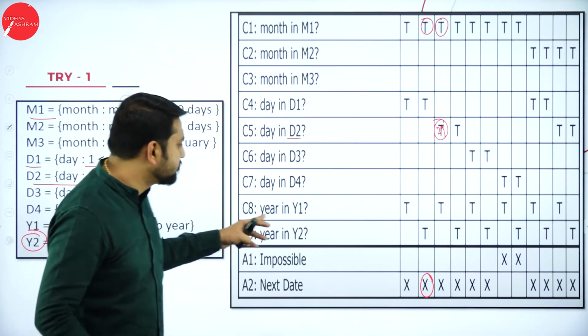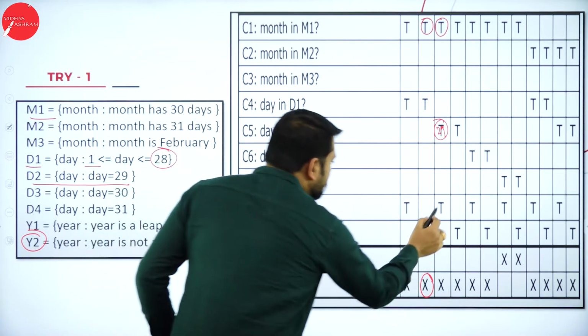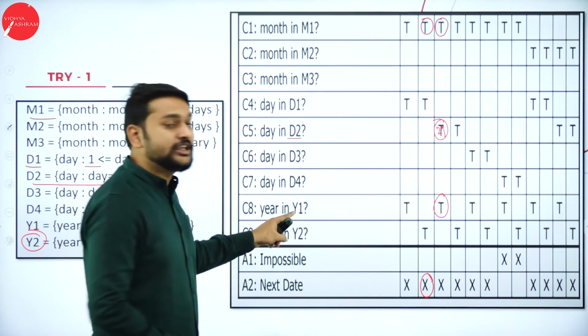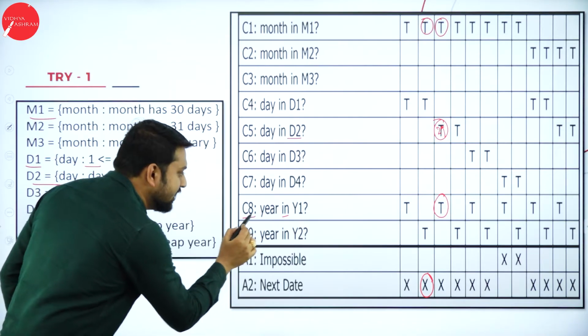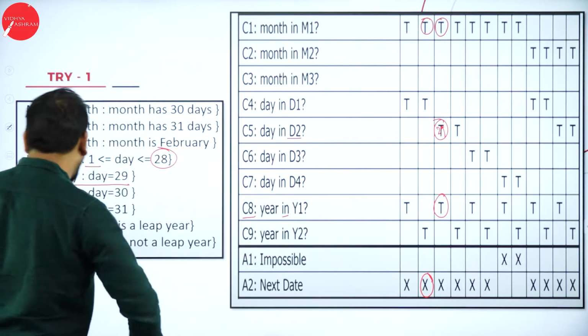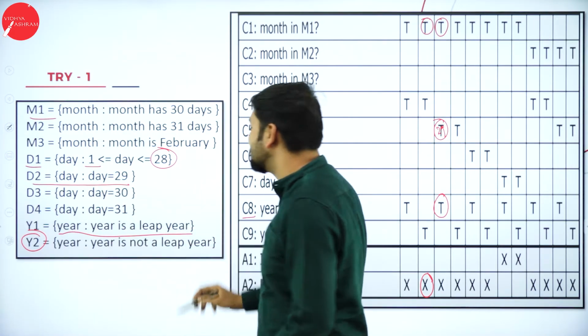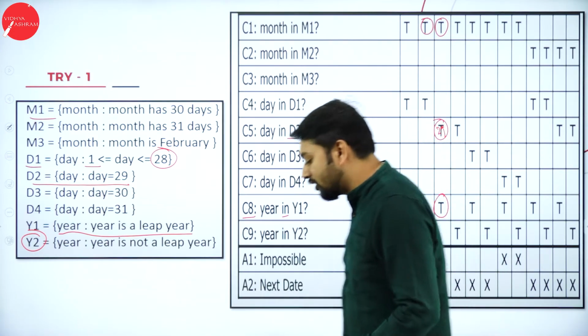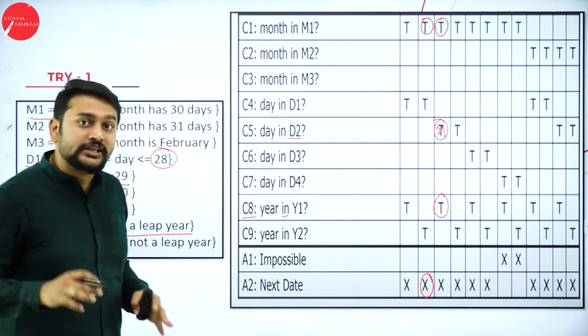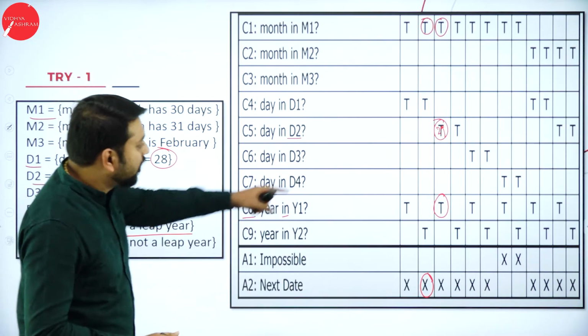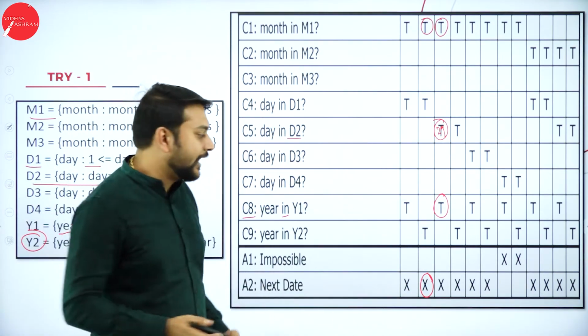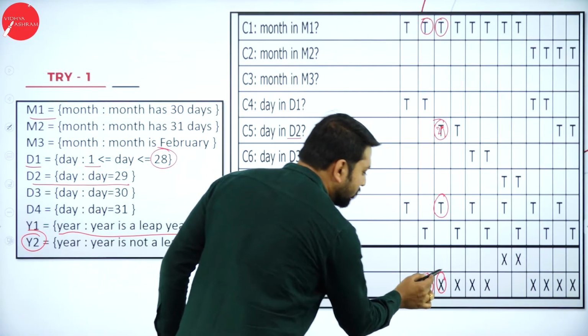So what is the next condition that I have? So please observe the year. What I have is Y1. So what is Y1 here? Y1 in the sense year is a leap year. So if this is the case, can I calculate the next date? That's what I'm checking. Yes, I can calculate the next date. That's what you need to understand.